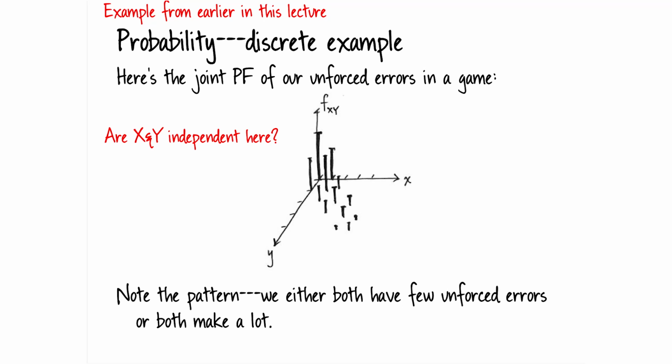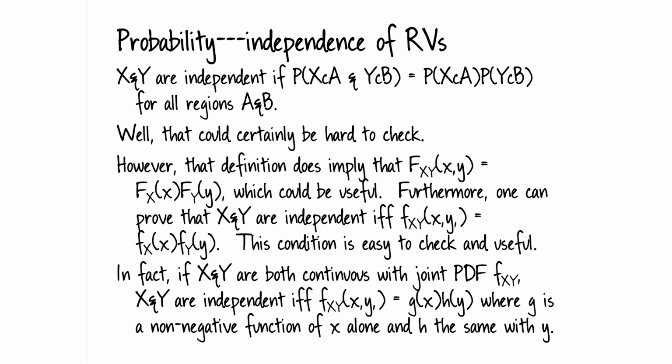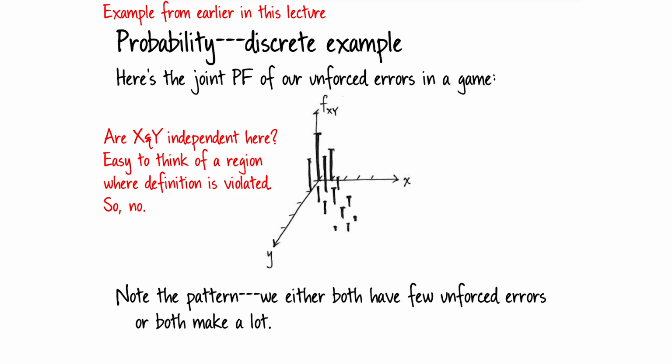No, they're not. And why is that? Well, remember when I told you what the definition of independence of random variables was? Let's just flip back there quickly. X and Y are independent if the probability that X is in some region and Y is in some region is equal to the product of the probabilities for all regions A and B. Okay? And here, in this example, it's easy to think of a region where that definition is violated.